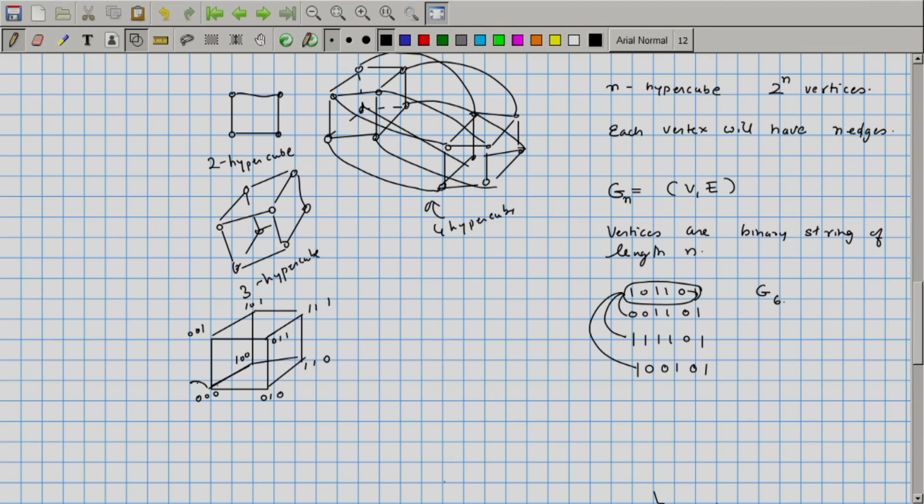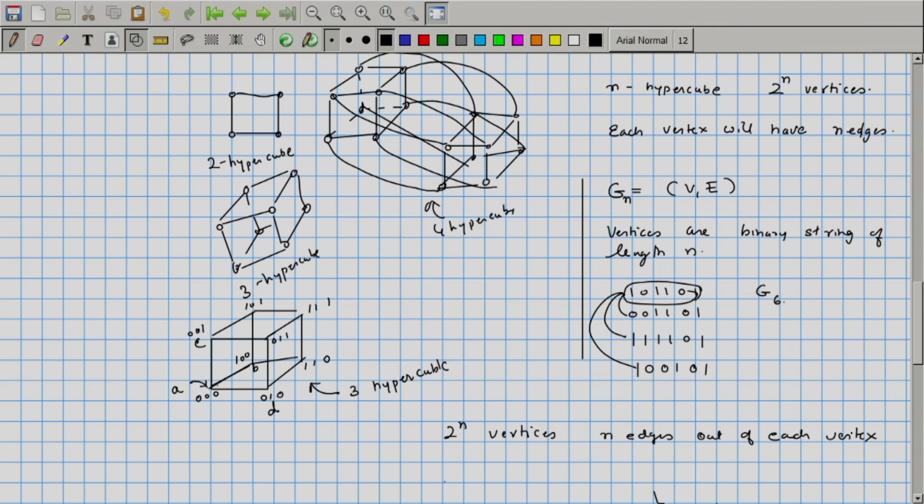Okay. If you take a vertex A, then B, C, D are the vertices which differ from the binary representation of the vertex A in precisely one position, and this is true for every other vertex. So, this is called the 3 hypercube, and we can use this as the definition of the n dimensional hypercube or n hypercube. Okay. So, the n dimensional hypercube will have 2 raised to n vertices, and it will have n edges out of each vertex.